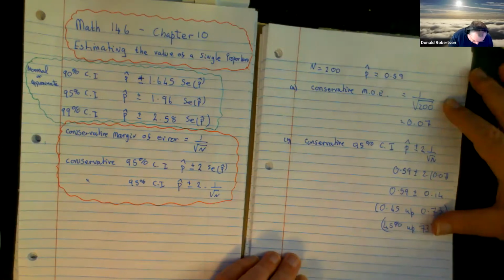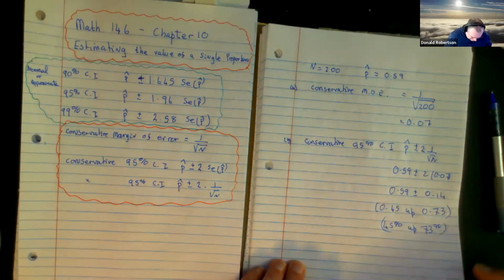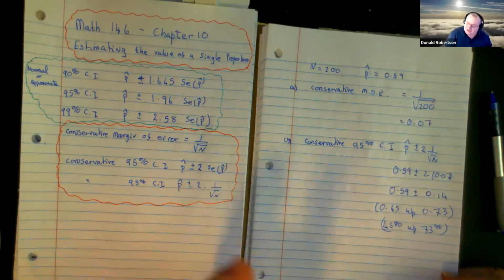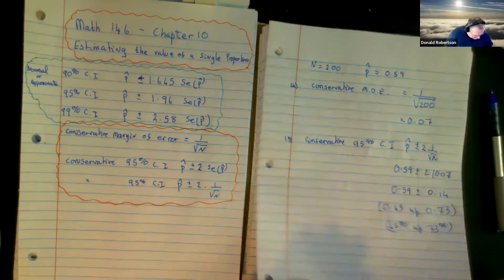So back to this question: are we comfortable with the conservative margin of error? It does a job, but it's not very accurate, let's just put it that way. So what would the more accurate version look like? Well, it looks like this guy here.